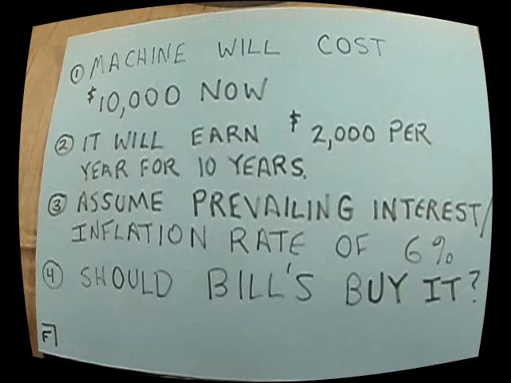Let's imagine that the prevailing rate of interest or inflation rate is 6%. That's a lot closer to accurate today, still probably a little high. The question is, should Bill's buy it? Should Bill's Buffet buy it?